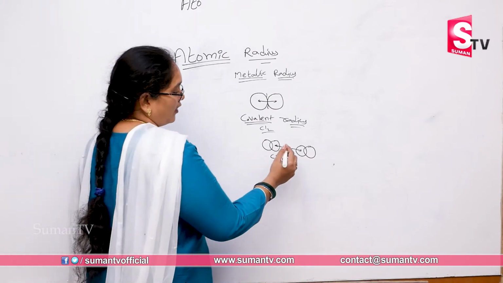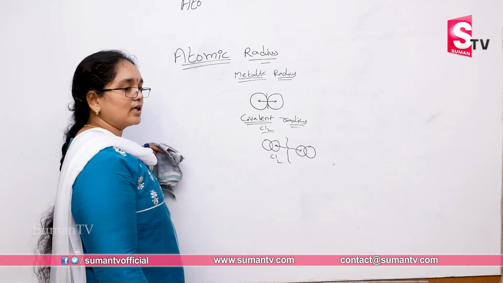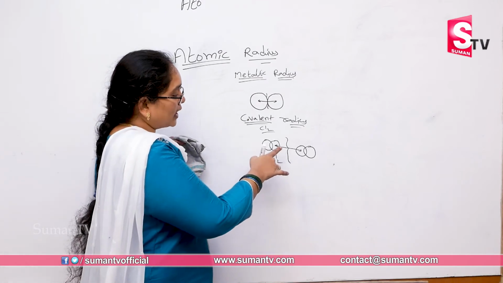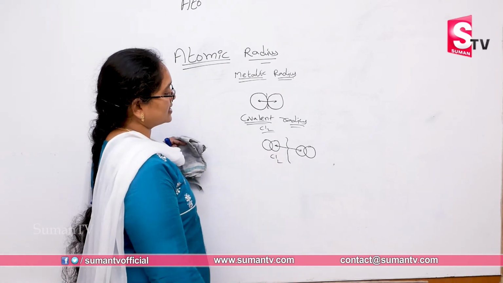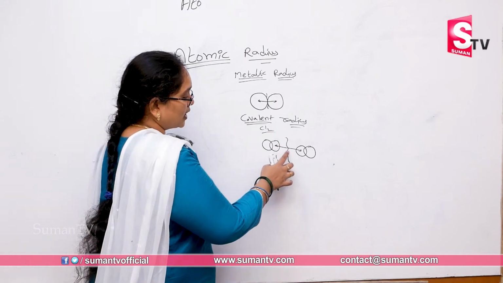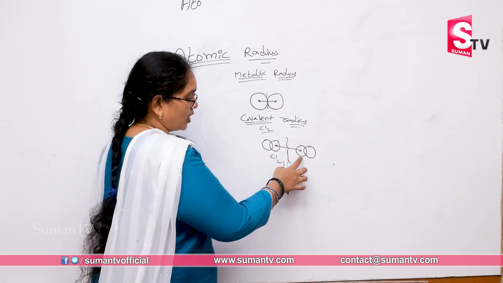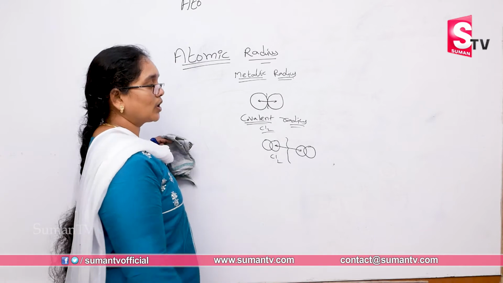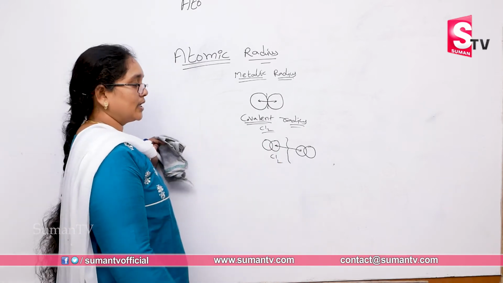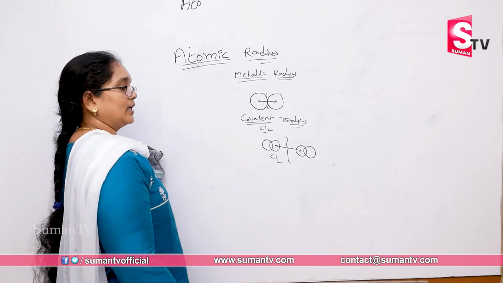Half of the internuclear distance between two adjacent atoms of covalently bonded molecules, we call the covalent radius. Half of the internuclear distance between two adjacent atoms of a molecule bonded through a covalent bond, such distance we call the covalent radius. Always, covalent radius is more than the metallic radius.